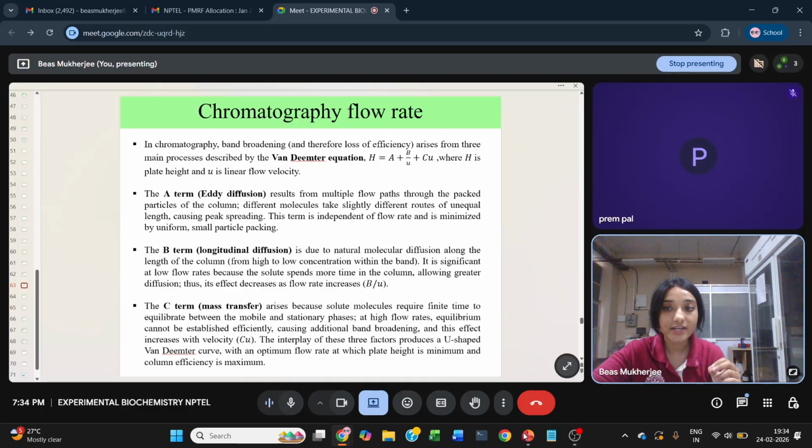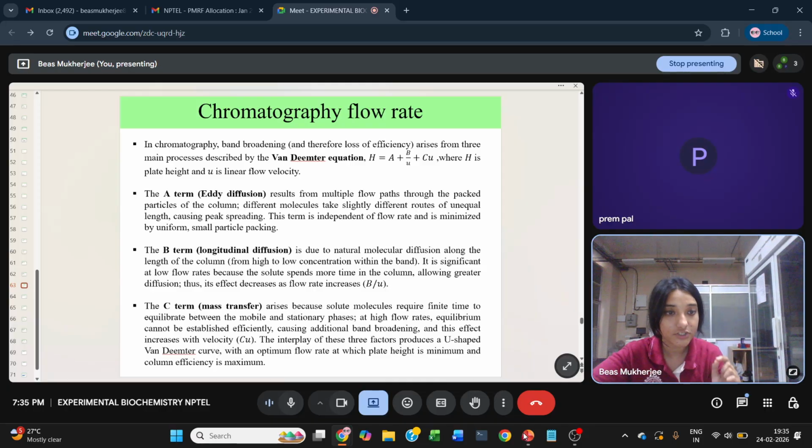The next one is longitudinal diffusion. It is happening along the longitude, due to natural molecular diffusion along the length of the column, from high to low concentration within the band. It is significant at lower flow rates because the solute spends more time in the column, allowing greater diffusion, and thus its effect decreases as the flow rate increases, that is B by mu. So that is your longitudinal, or lengthwise, diffusion in the column.